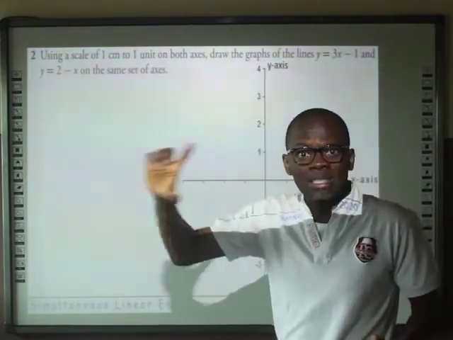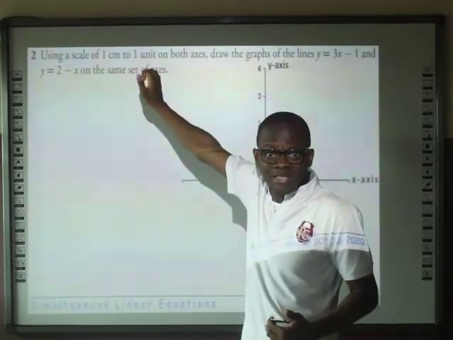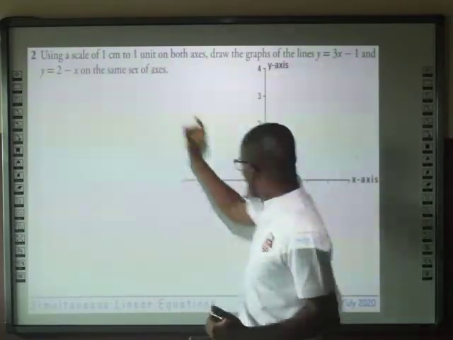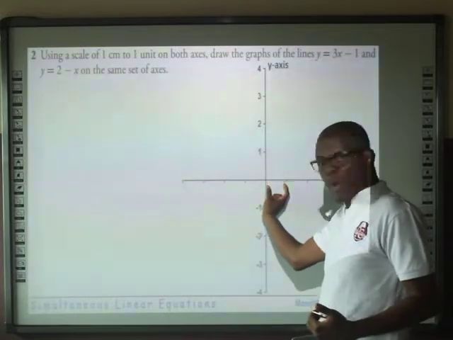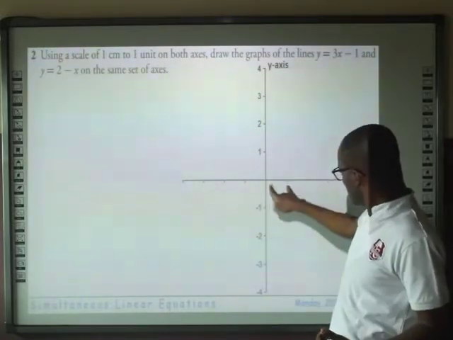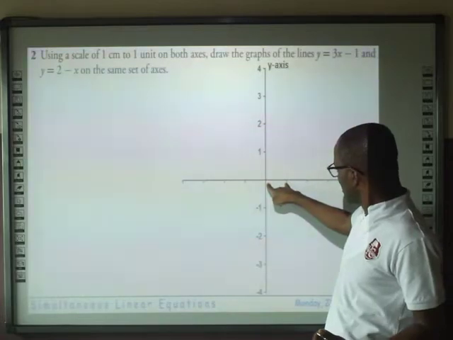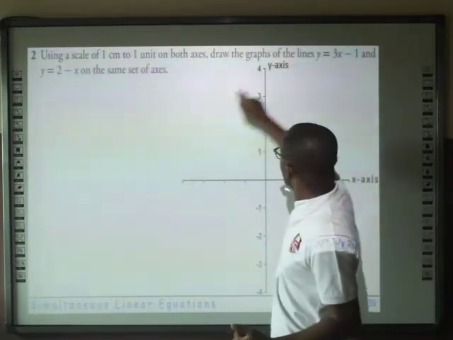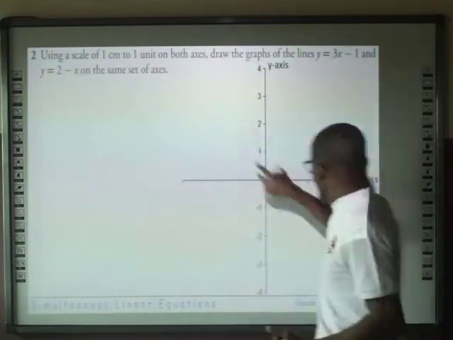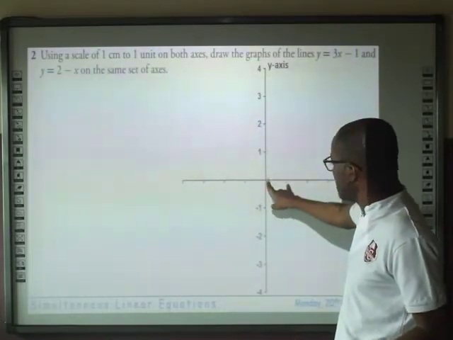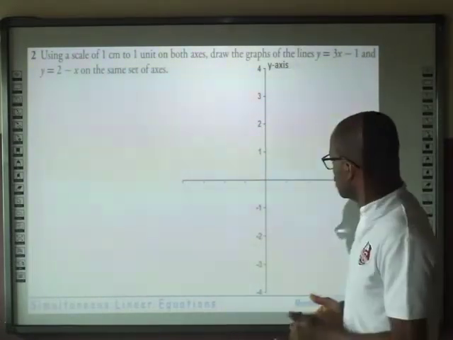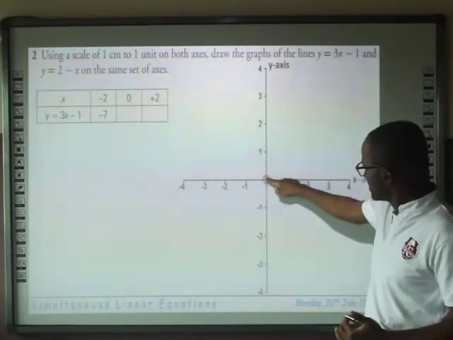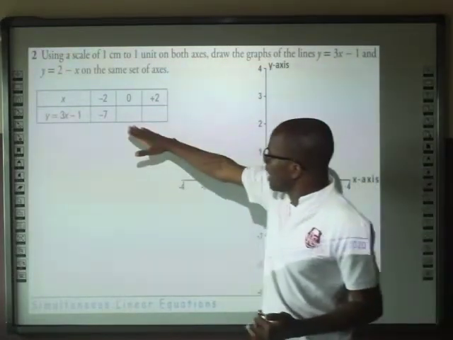Now it's important for you to always stick to the scale you've been given. The scale we're given here says for every 1 centimeter, that's equivalent to 1 unit. Alright? So you assume that the width of a box on your graph is 1 centimeter. So that 1 centimeter is equivalent to 1 unit on the x-axis as well as on the y-axis, because it says both axes. So on the x and y-axis, you have the same 1 centimeter representing 1 unit. Alright? So this is your graph with the origin right there, and remember you have the table of values.